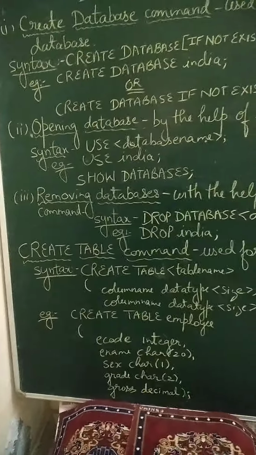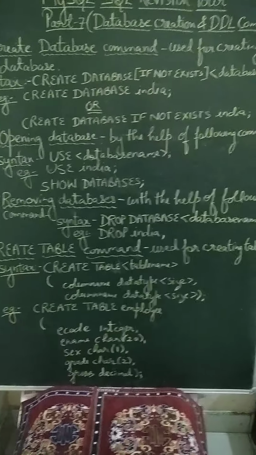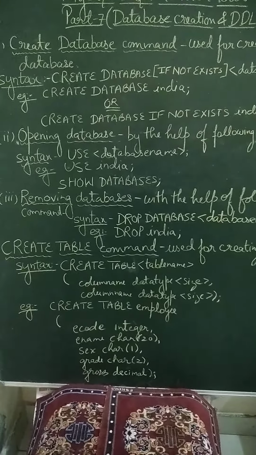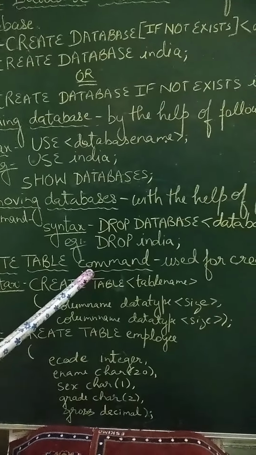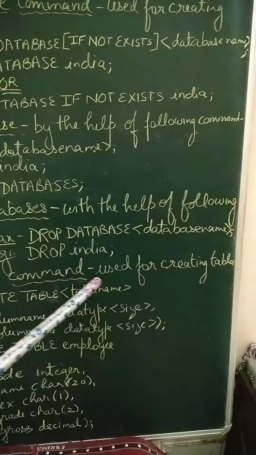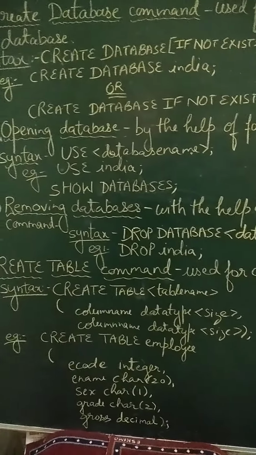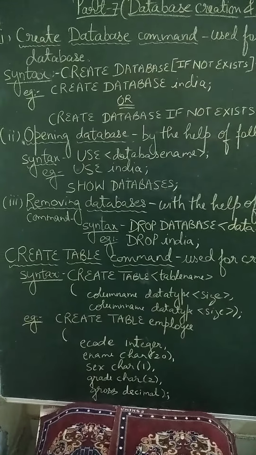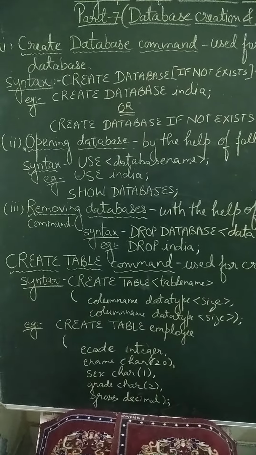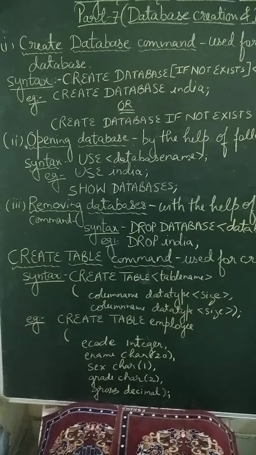Now that you know how to create and use databases, you can move on to creating tables and adding data to them. Create table command. This command is used for creating or defining tables. When a table is created, its columns are named, and data types and sizes are supplied for each column. Remember, children, each table must have at least one column.